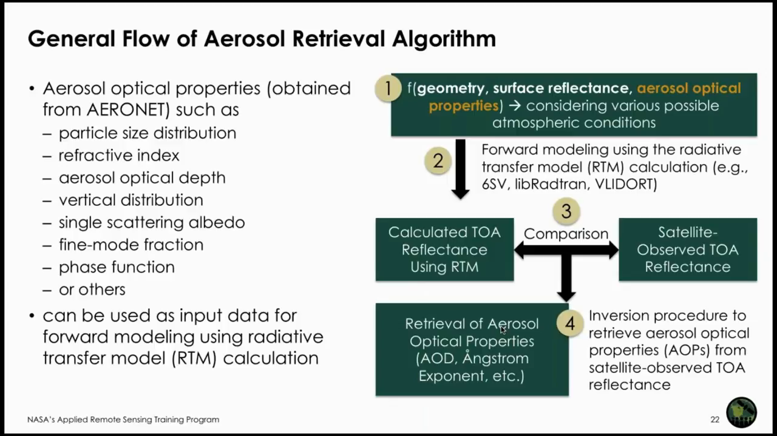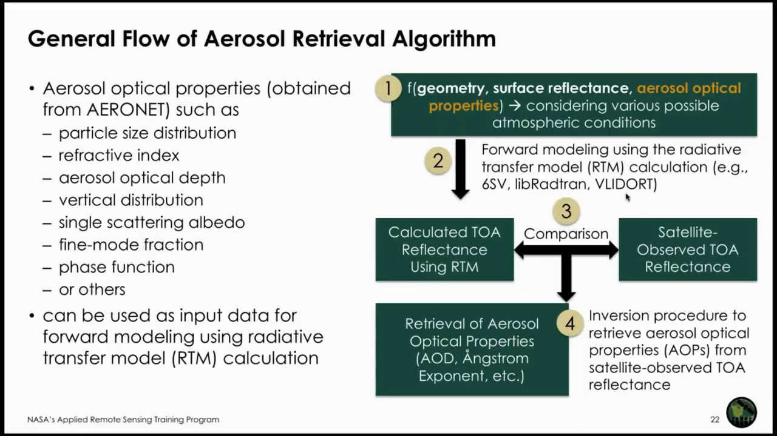This is the last part of the aerosol retrieval algorithm. As I showed in the previous slide, we should simplify aerosol properties like size, absorptivity, or particle shape. But we also should consider the vertical distribution, like where the aerosol is located, in the upper or bottom layer of the atmosphere. So we can consider various available atmospheric conditions such as particle size distribution and refractive index, and the possible atmospheric reflectance or radiance can be calculated using a radiative transfer model, like here, 6SV or Vlidort.